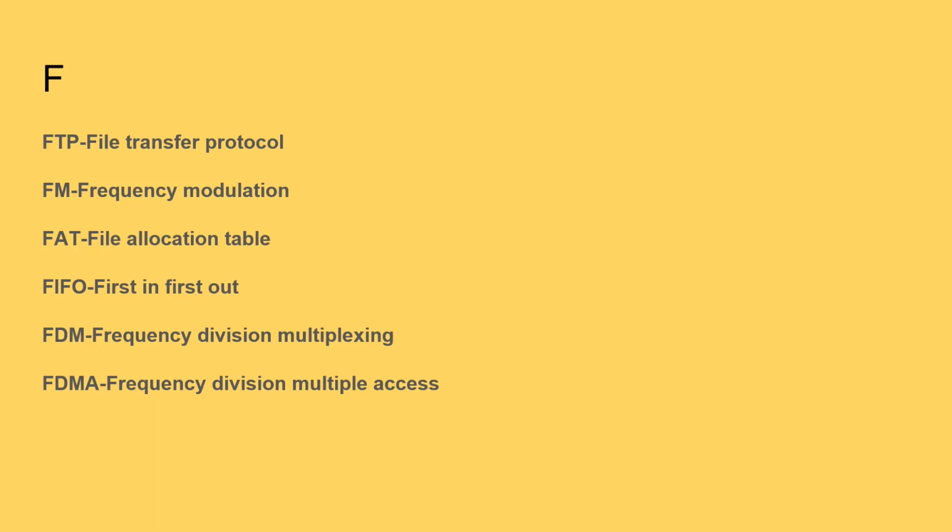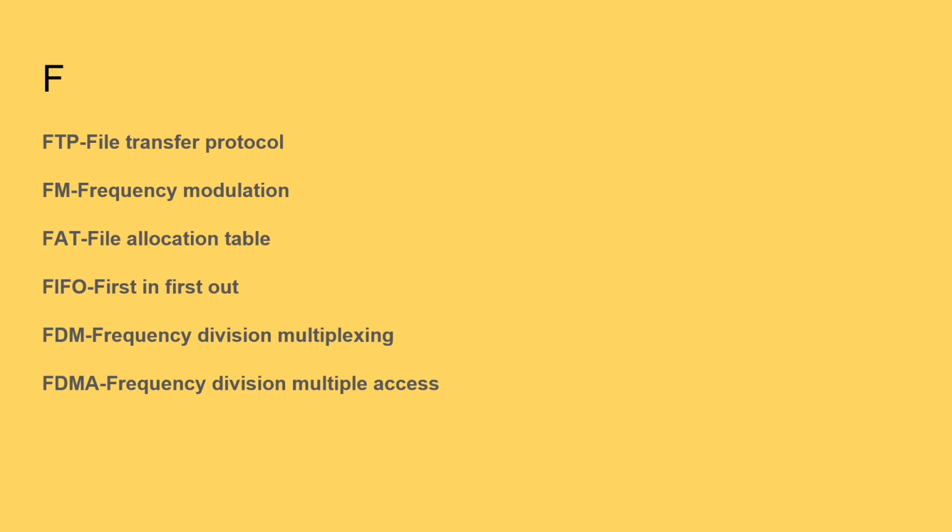Next is FAT, File Allocation Table. FAT is a file system developed for personal computers. FAT file systems are commonly found on floppy disks, flash, and other solid-state memory cards and modules, as well as many portable and embedded devices. FIFO means first in, first out.